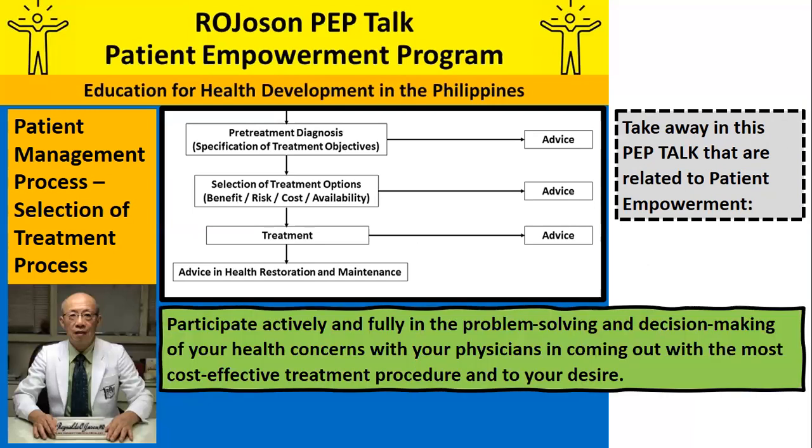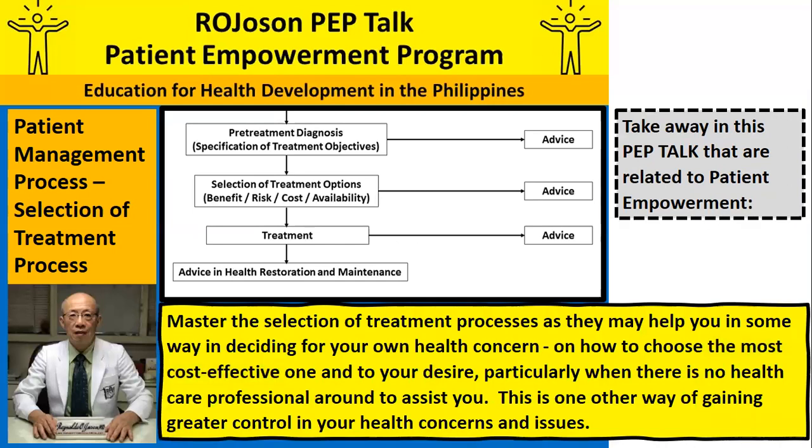Participate actively and fully in the problem-solving and decision-making of your health concerns with your physicians in coming out with the most cost-effective treatment procedure and to your desire. Master the selection of treatment processes as they may help you in some way in deciding for your own health concern and on how to choose the most cost-effective one and to your desire, particularly when there is no healthcare professional around to assist you. This is one other way of gaining greater control in your health concerns and issues.